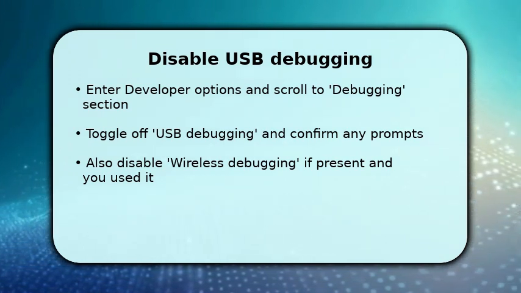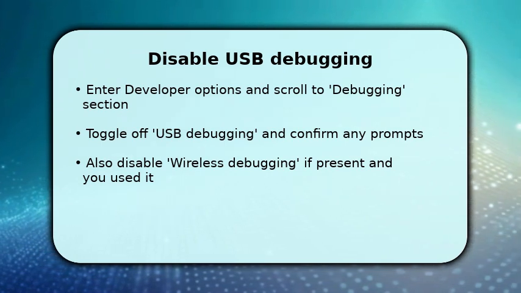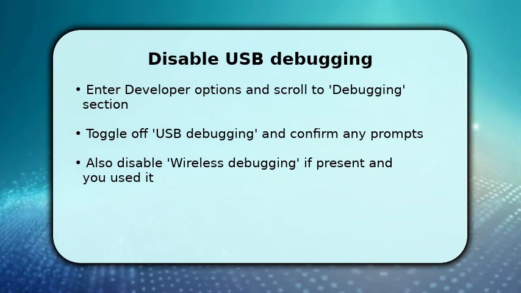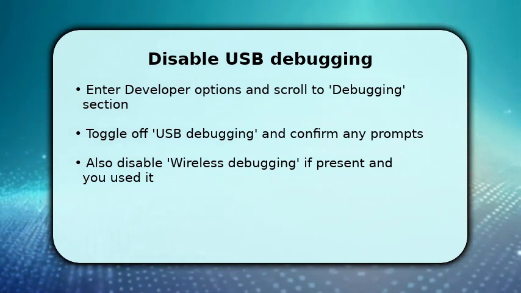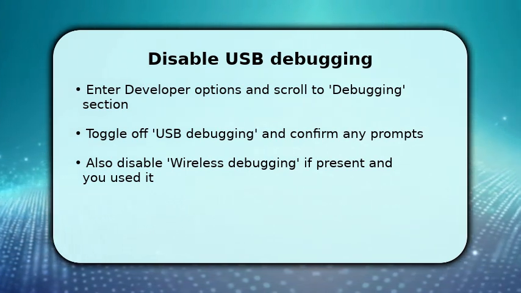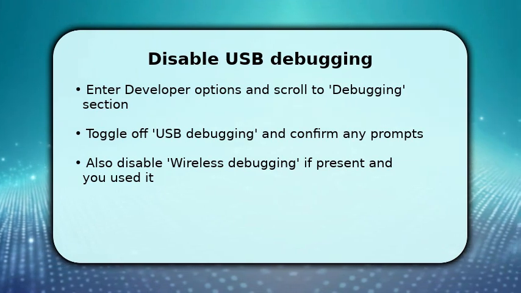Make sure to also check for wireless debugging or network ADB and switch that off if it's enabled, because leaving it on still exposes debug access. Once done, double-check the toggles show off. This ensures your device no longer responds to debugging tools.